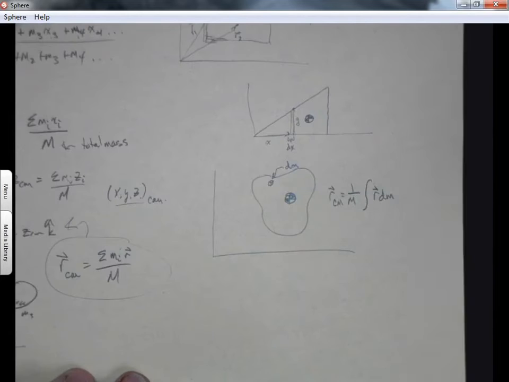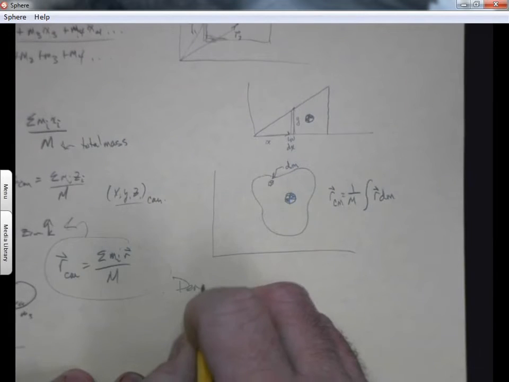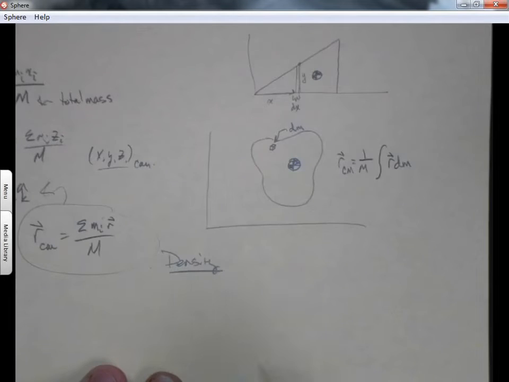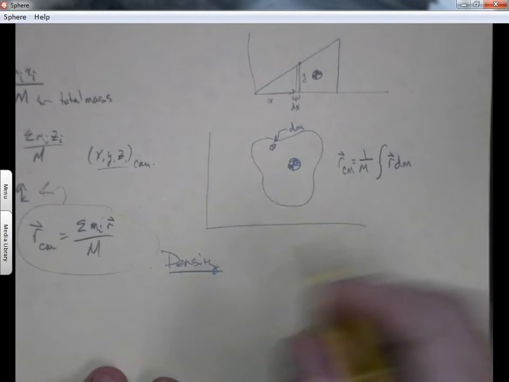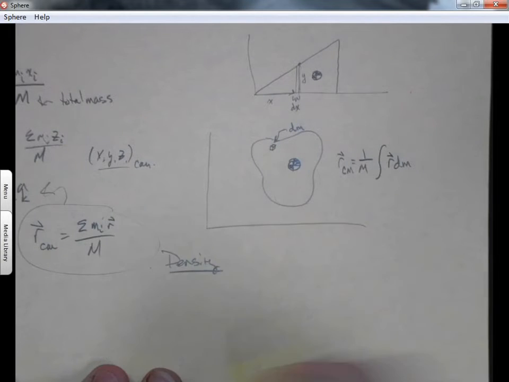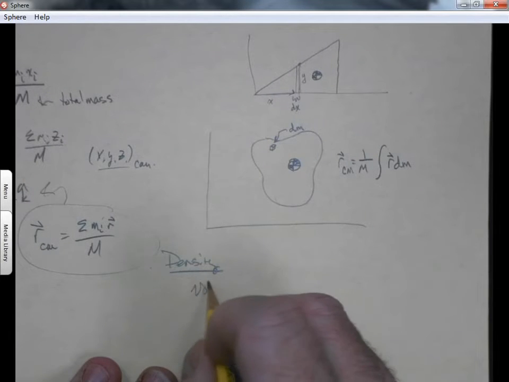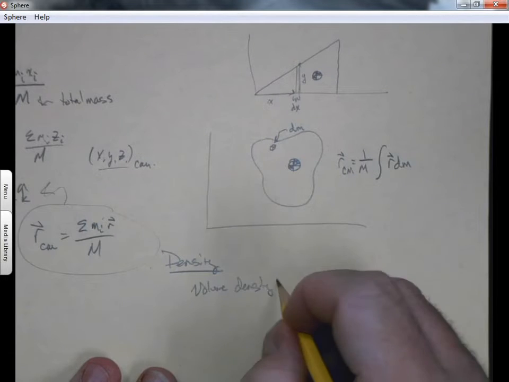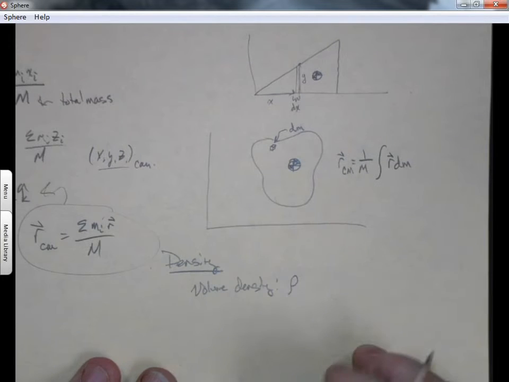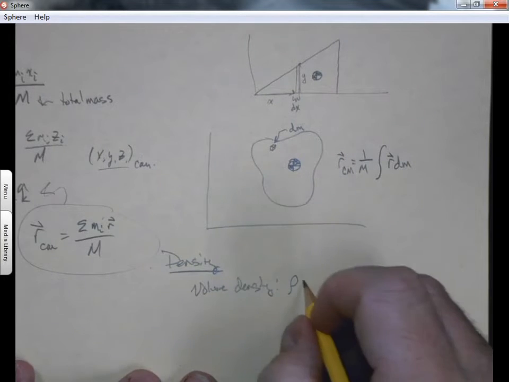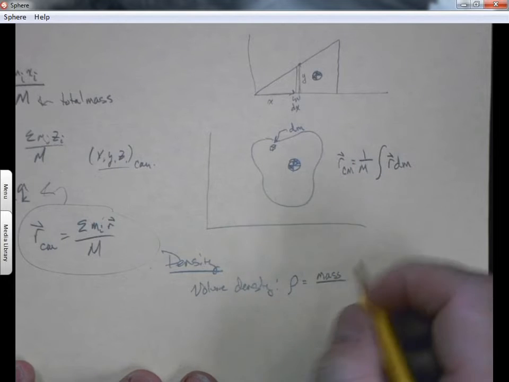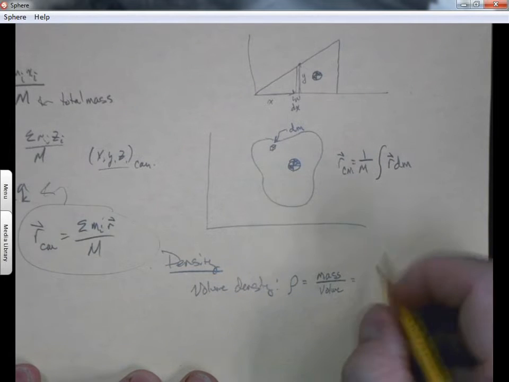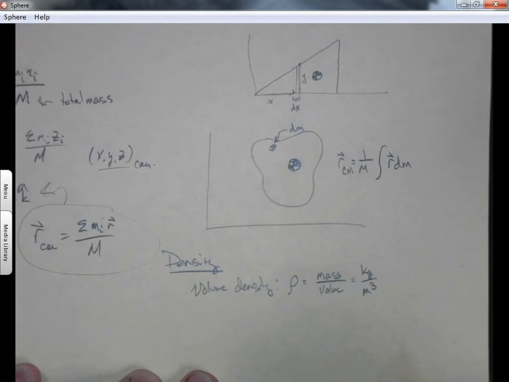So, let's get in a little bit closer. Okay, density then is, we have three different kinds. The one we're most familiar with, you get it in chemistry all the time, is our volume density. Our volume density is given by the Greek letter rho. And this is equal to our mass divided by our volume. And this is going to give us units of kilograms per meter cubed.